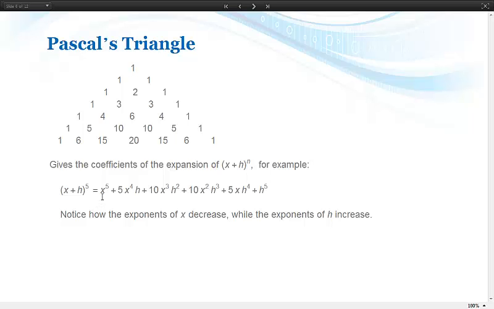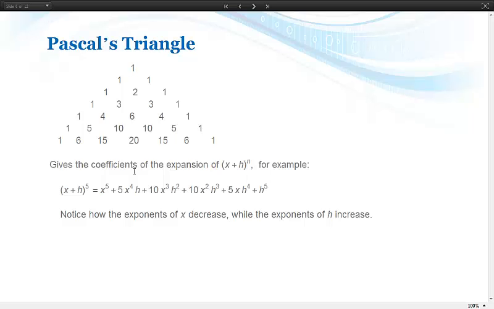And notice what happens with the exponents. I start out with x to the fifth, because the whole thing is raised to the fifth. The powers of x keep decreasing: x to the fourth, x cubed, x squared, x, and then x to the 0 or none. And the powers of h keep increasing: h to the 0, not there, h, h squared, h cubed, h to the fourth, h to the fifth. And this will work for any x to the n as long as I use the coefficients for each of these terms generated by Pascal's triangle.